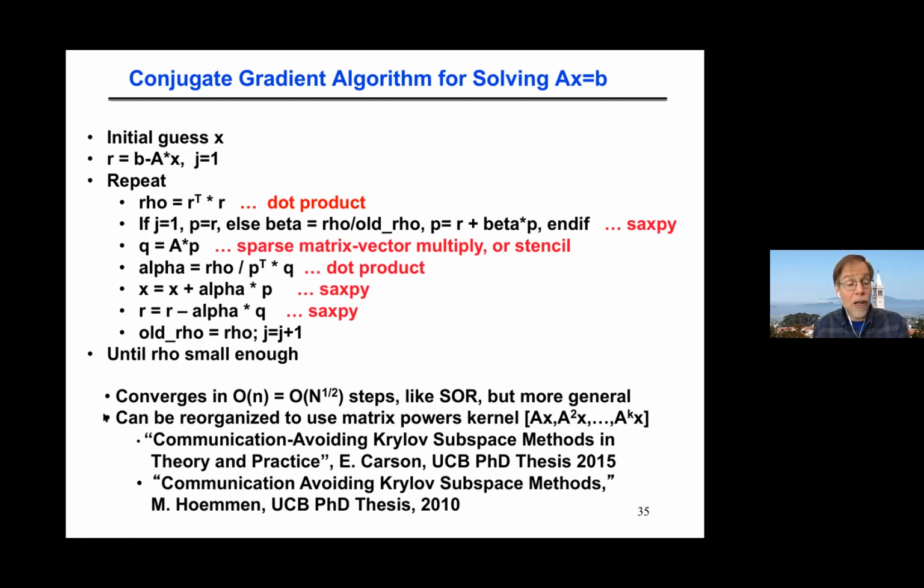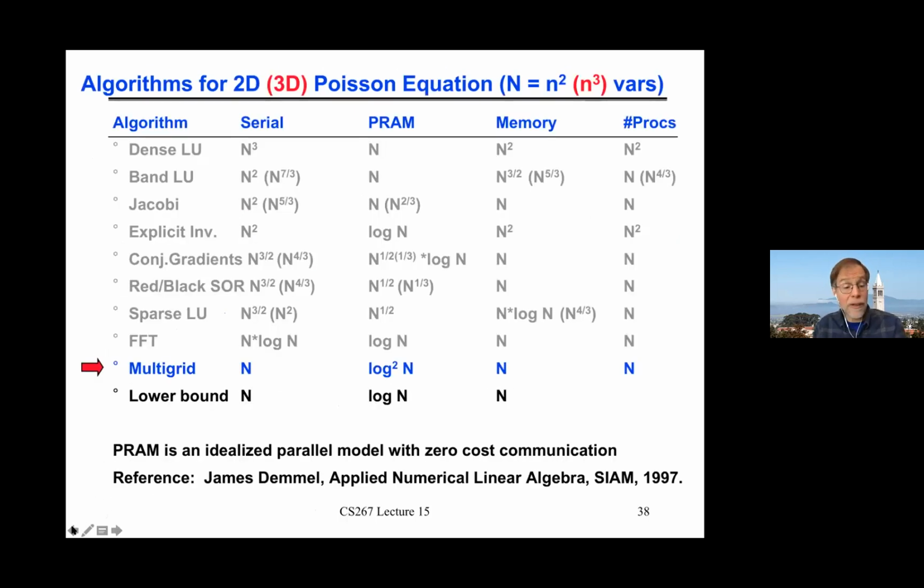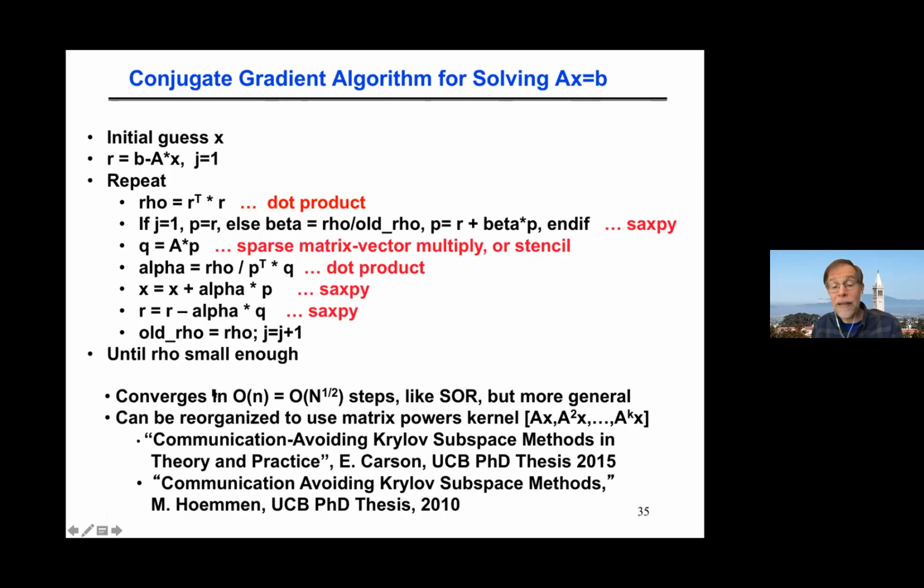So that is all I wanted to say about the conjugate gradient algorithm before I go on to the next algorithm, which is multigrid. So are there any questions about conjugate gradient before I go on to the optimal algorithm, which is going to be different in a number of ways?